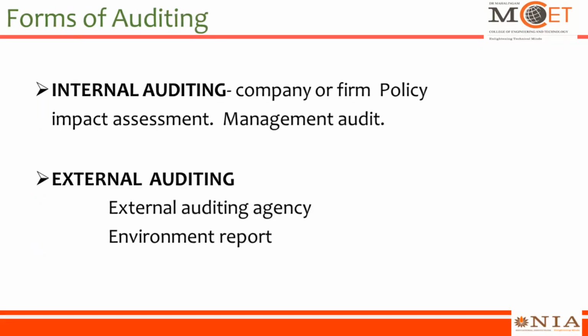Forms of auditing. There are two types. One is internal auditing, another one is external auditing. Internal auditing is done within the company or firm, right? It's a management audit that is conducted within the organization. External auditing is done by some external auditing agency, and we need to submit an environmental report at the end of the external auditing. Even internal auditing needs documentation. It's not only for external auditing.